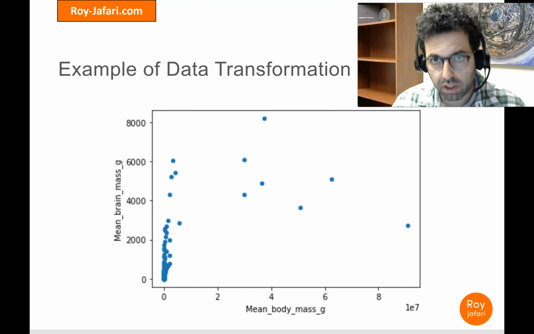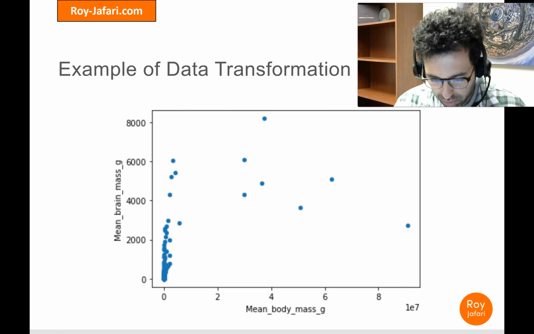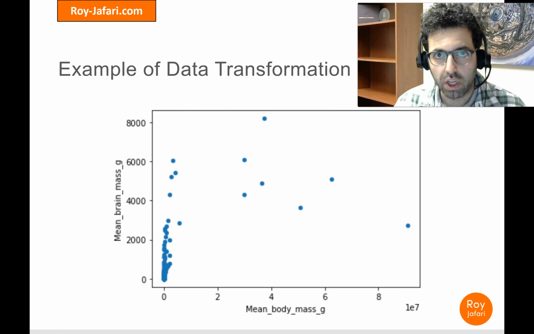And because there are values here that are very large comparing to the rest of the data objects and the populations of species here, the visualization space has been consumed by these larger values. And because of that, it's very hard for us to see any relationship here. So we can transform the data here by doing log transformation.